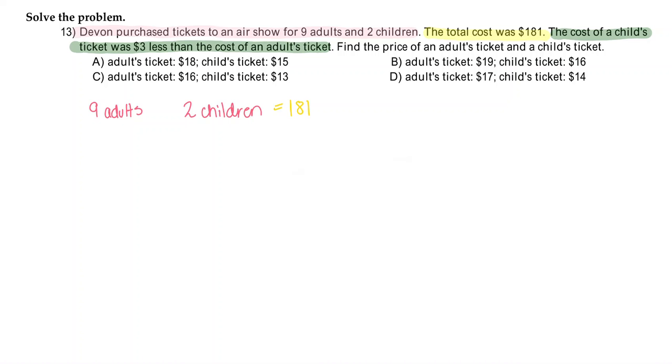All right, let's go ahead and take a moment here to change the word adults to X and change children to Y. Okay, so here we can say that 9X plus 2Y equals 181. All right, so that's all the information we have from the first 2 sentences. Let's take a look at the third sentence. The cost of a child's ticket was $3 less than the cost of an adult's ticket.